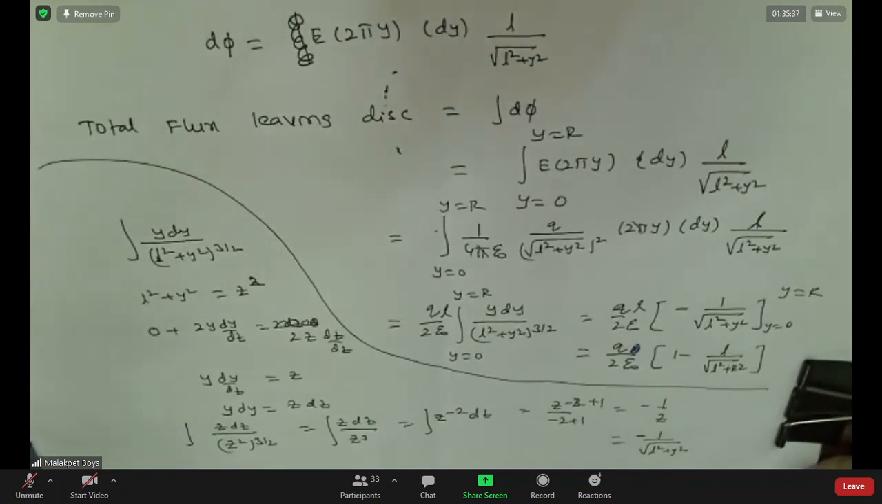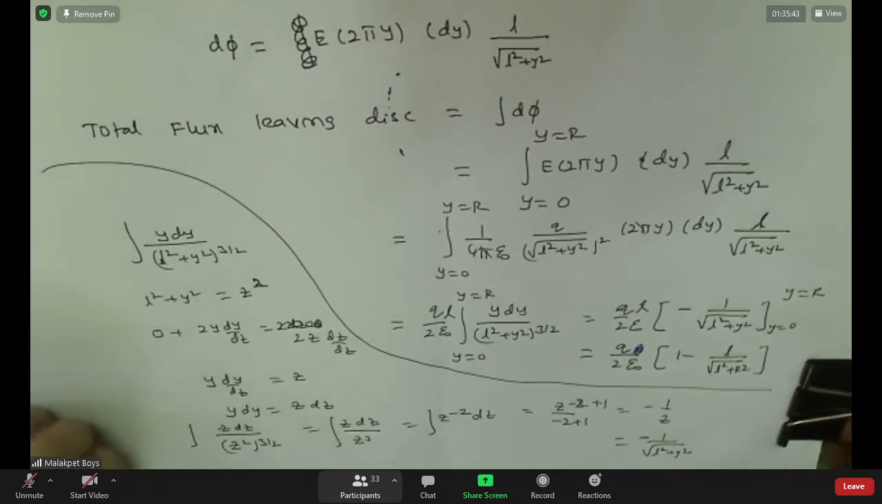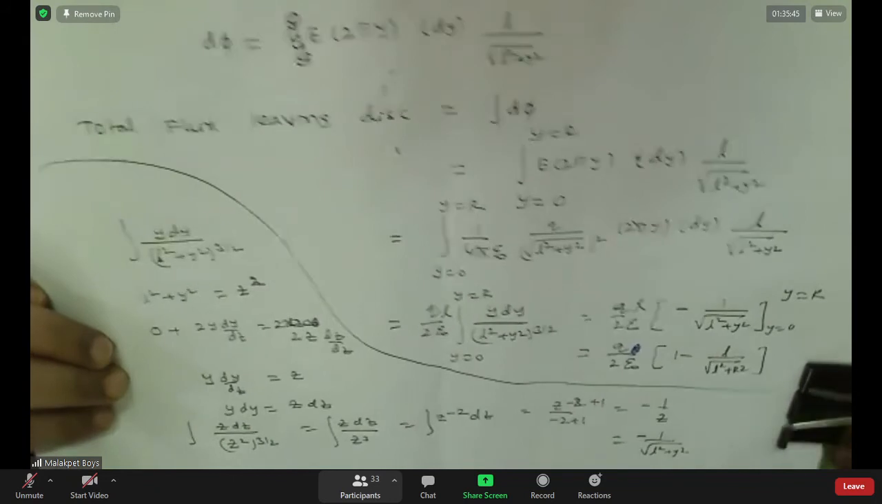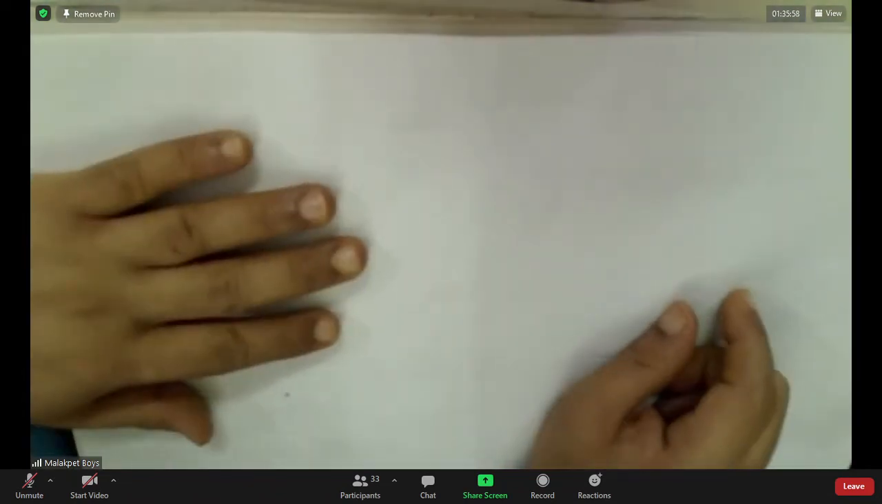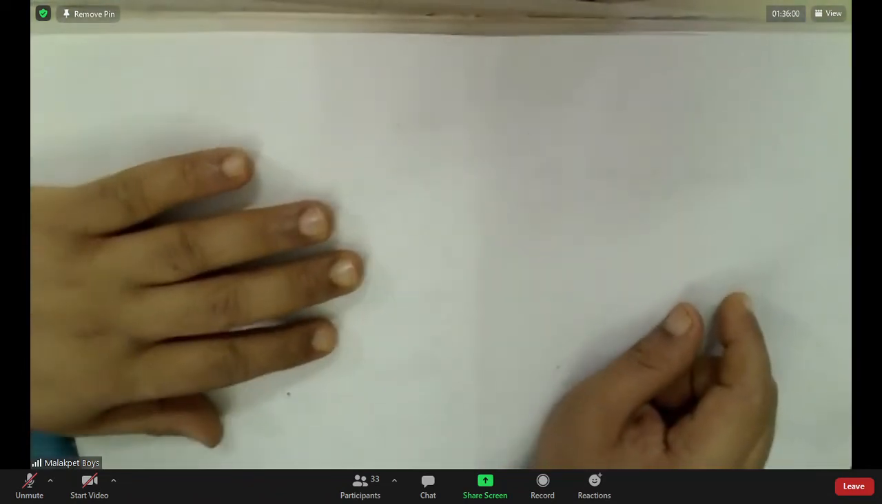So write this. Yes, sir. Did you get this? Got it, sir. That means any charge creates an electric field. In that electric field, different surfaces may have different lines of force. The number of lines of force that pass through a surface normal to it is what we call flux, no? Agreed, sir.